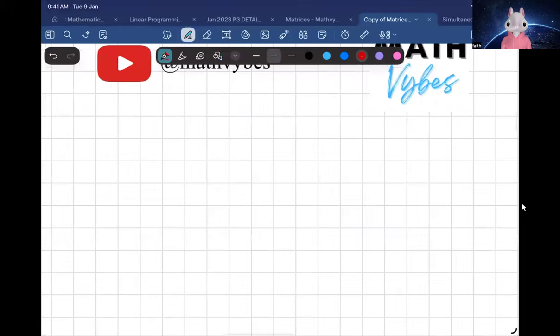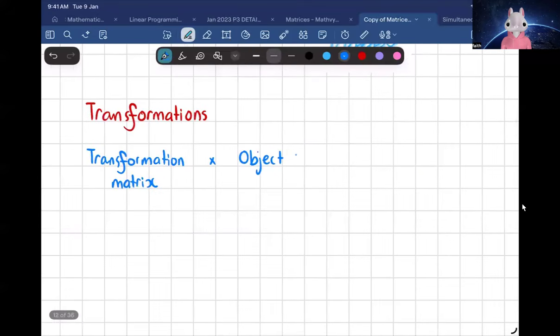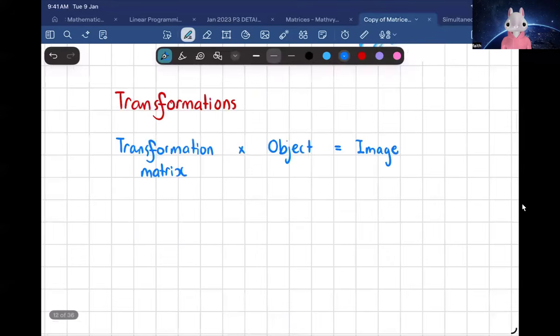Right, so transformations now. The magical equation I want you to keep in mind: the transformation matrix, multiplied by the object, is equal to the image. Please keep this in mind.